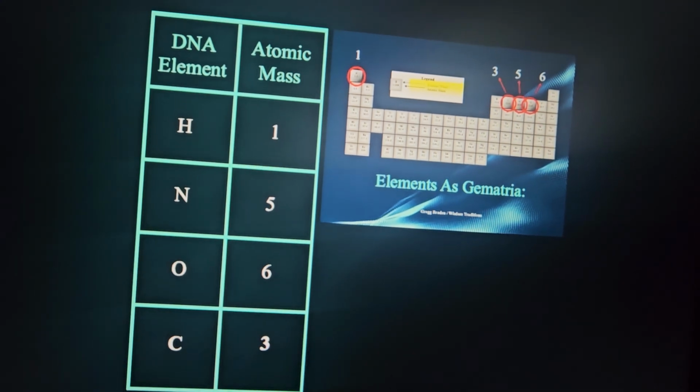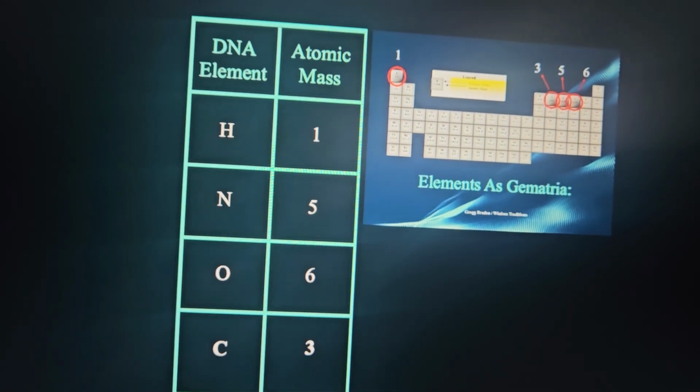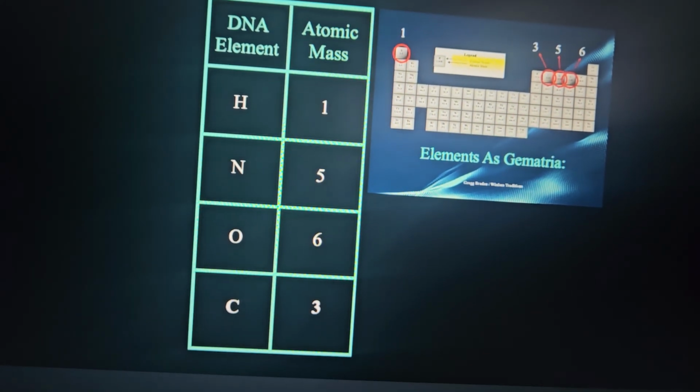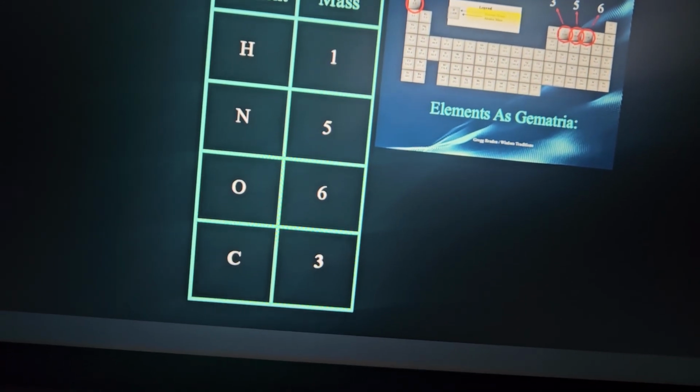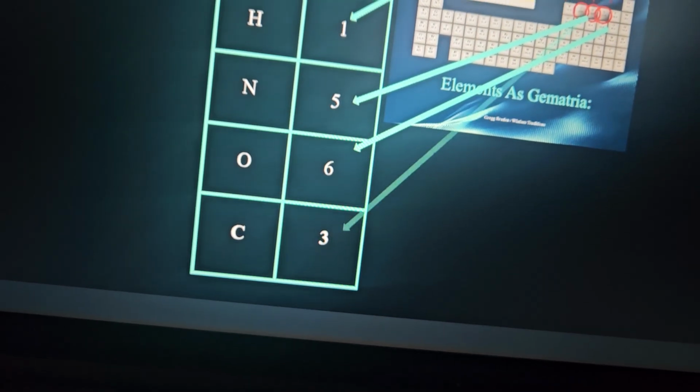Here on the left are the elements of DNA: hydrogen, nitrogen, oxygen, carbon. The atomic mass reduced to the single digit: 1, 5, 6, and 3. All right, so now let's take that. Here it is right here. No mystery. That's exactly where that came from.